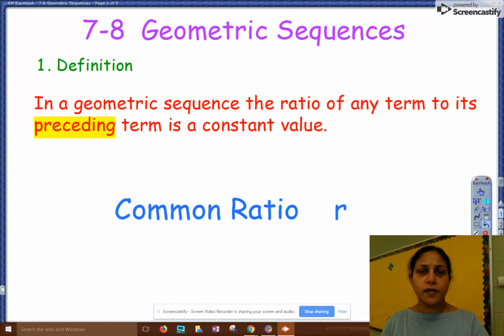In a geometric sequence, the ratio of any term to its preceding term, meaning the term before it, is a constant value. We call that ratio the common ratio, and the letter that we use is r.